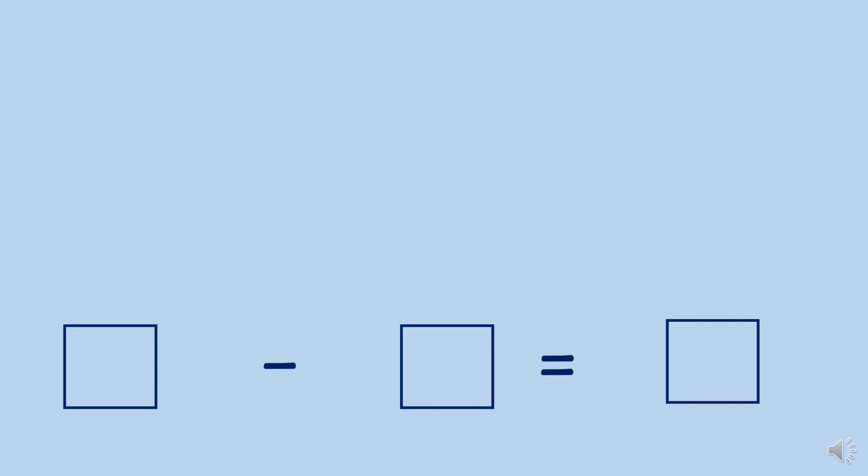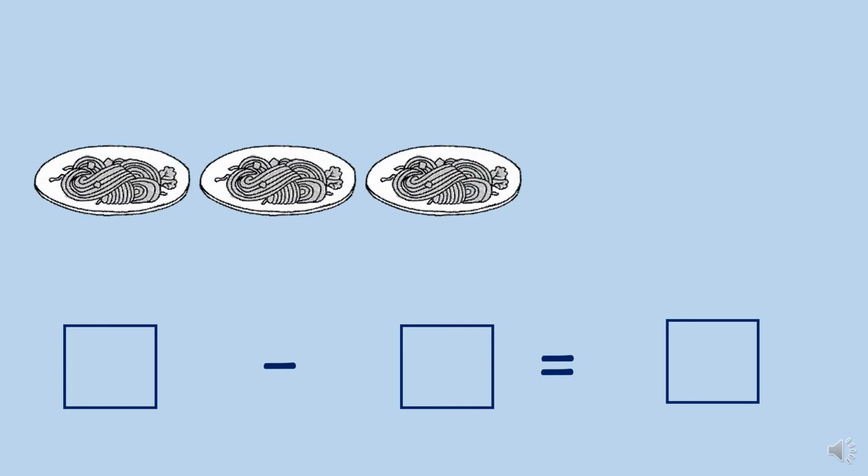Next we have plates of noodles. How many plates are there? 1, 2, 3. 3. Now, let's take away some plates. 1, 2. Let's write down 2. How many plates are left? 1. Let's write down 1. 3 minus 2 equals 1.